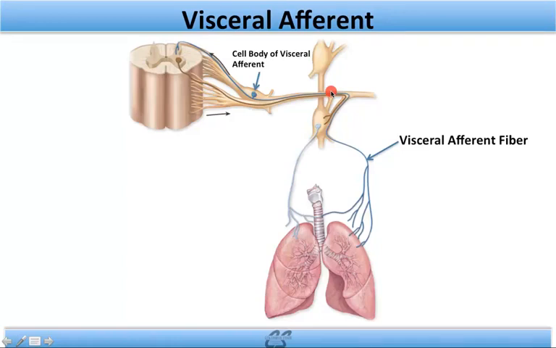What you'll find is that one single neuron, and this is very similar here, that cell body sitting in the posterior ganglion, this is sensory, visceral afferent, will end in the posterior horn.